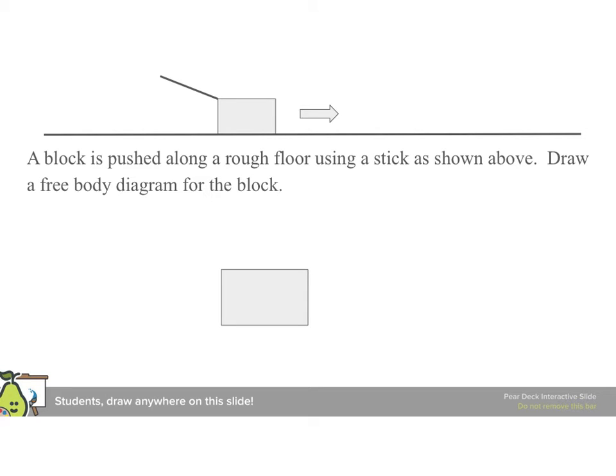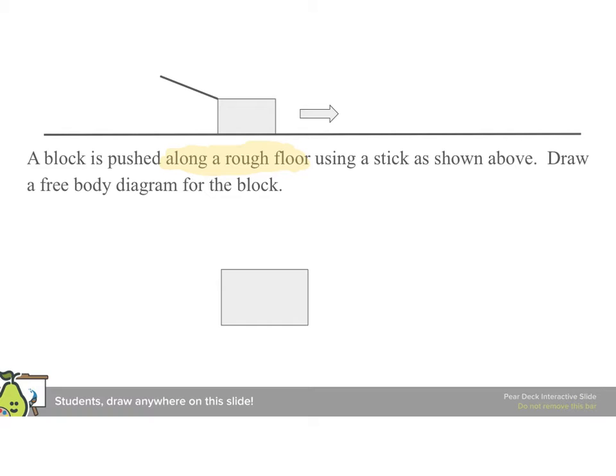All right, a box is pushed along a rough floor using a stick as shown above. Draw a free body diagram for the box, and just as a reference, along a rough floor is a code word for include friction. There is some friction acting on the box.